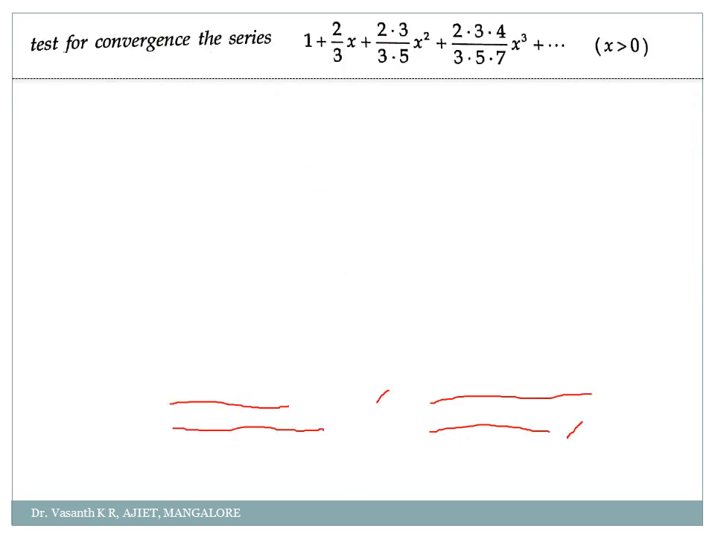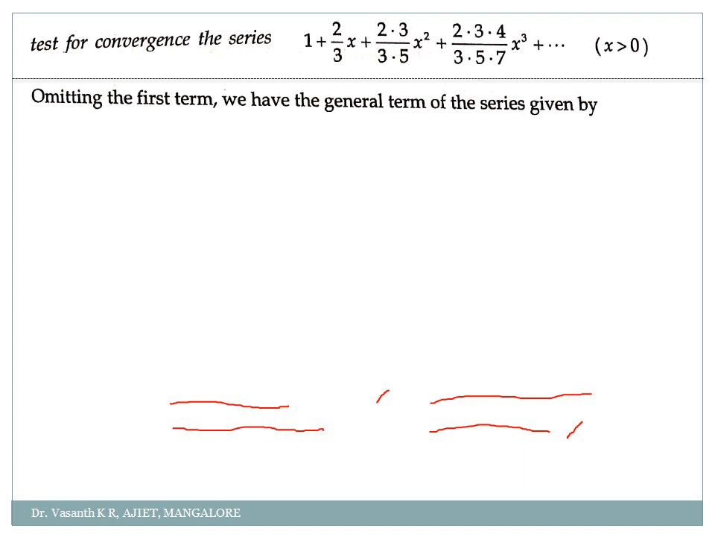Okay, I will go for the next problem, my dear students. Test for the convergence 1 plus 2 by 3 into x plus 2 into 3 divided by 3 into 5 into x square, 2, 3, 4 divided by 3, 5, 7 into x cube plus so on. This is again a series. So first write the last term. Write u n, write this last term first. So I'll tell you how to write it. See, write 2, 3, 4 divided by 3, 5, 7, then put dots. This x, if you check, is x power n, no problem, fine.